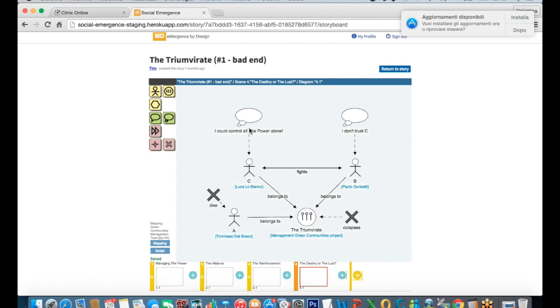One started to think, I could do this alone. I don't need the other two. And one of the agents, the scientific responsible of the Green Communities project, Paolo Gorisatti, started not to trust anymore the project manager that took all the power on his own. And so the triumvirate, the alliance, collapsed.